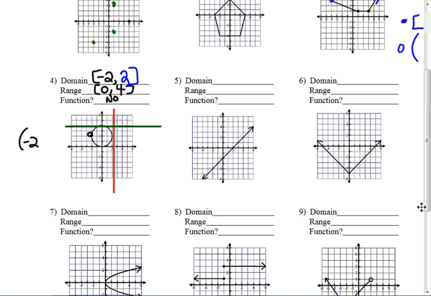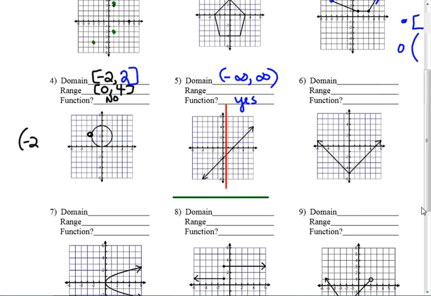Okay? How about the next one? Is this a function? Yeah. It only intersects in one place, anywhere on the graph. And this should be quick. This is a line. You can put anything into a line, right? Negative infinity to positive infinity. What about the output, Nick? What about the output here? It goes forever. Yes, but I need everybody.